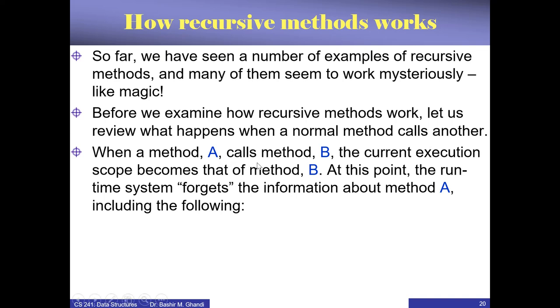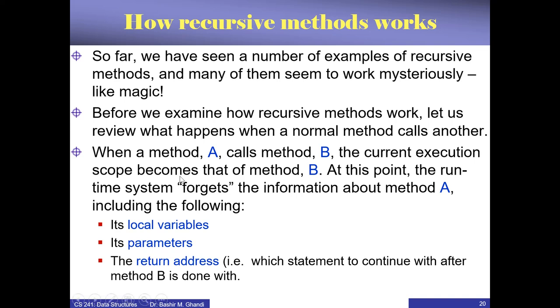Now, when a method A calls method B, the current execution scope, of course, will focus to that of method B. At this point, the runtime system, if you like, forgets the information about method A, including the following: local variables, because of course local variables are only visible while you are executing the method. So the system has left method A, it is now in method B, therefore all local variables for method A will be forgotten at this point. Similarly, it will forget about the parameters of method A.